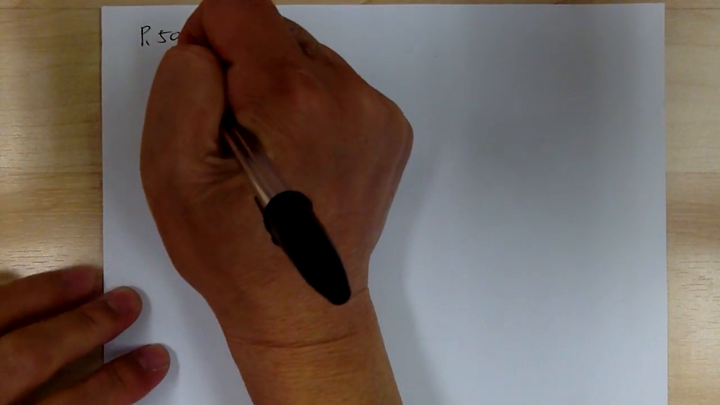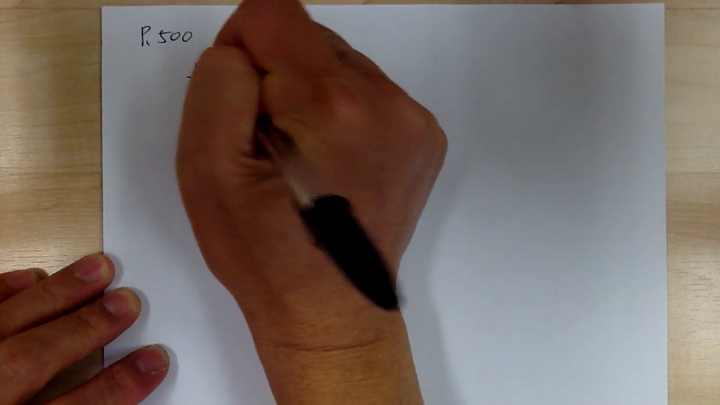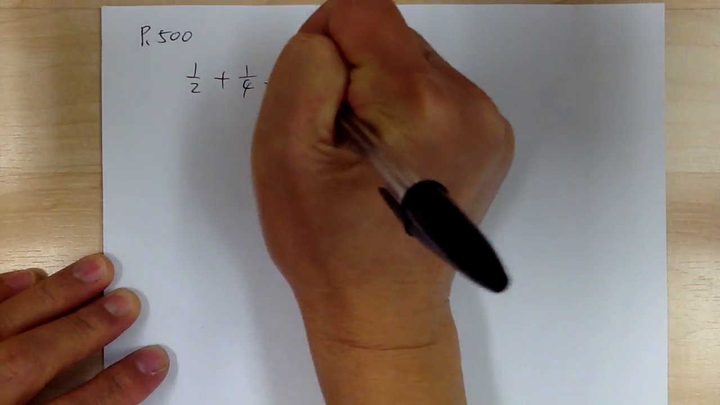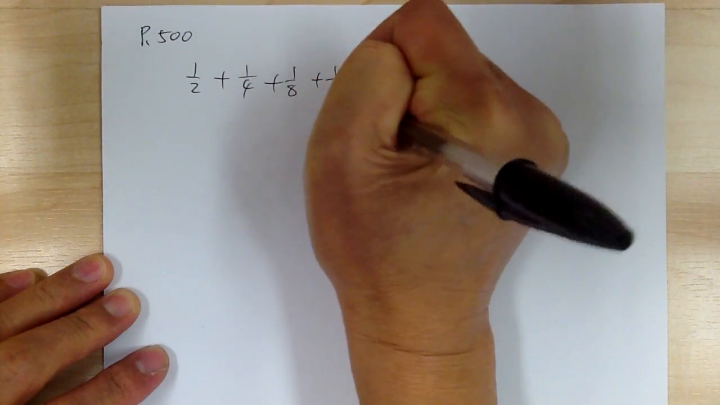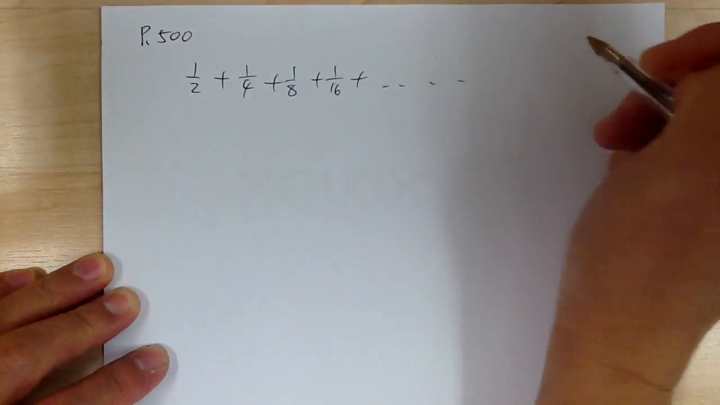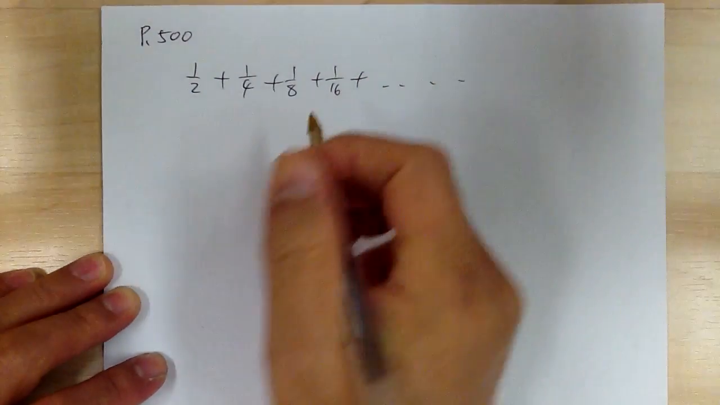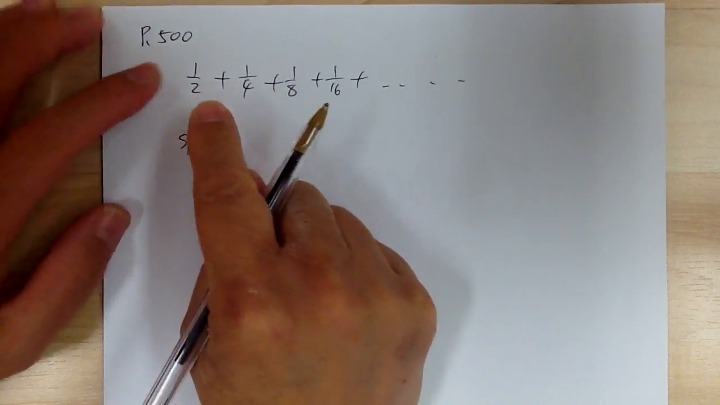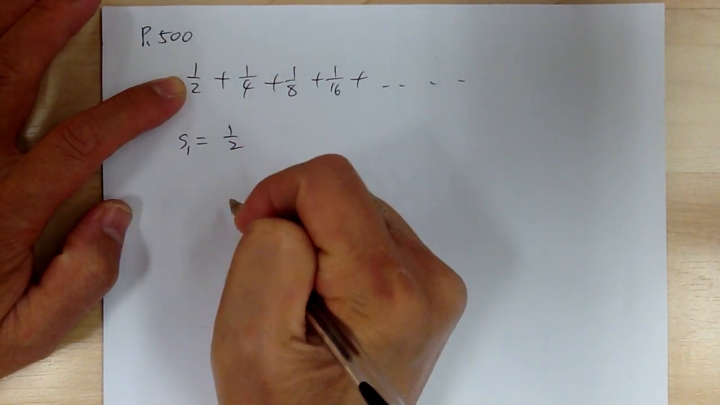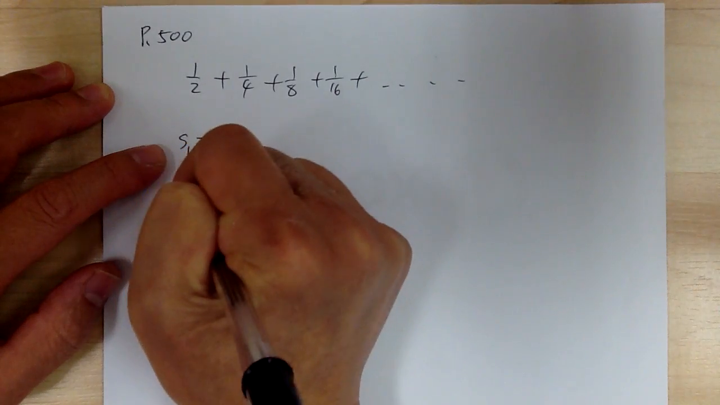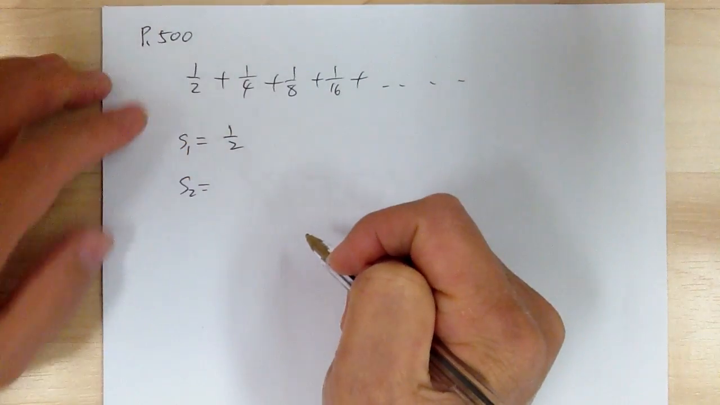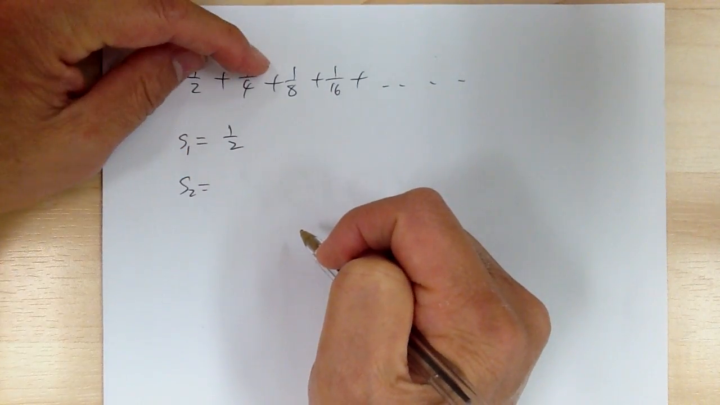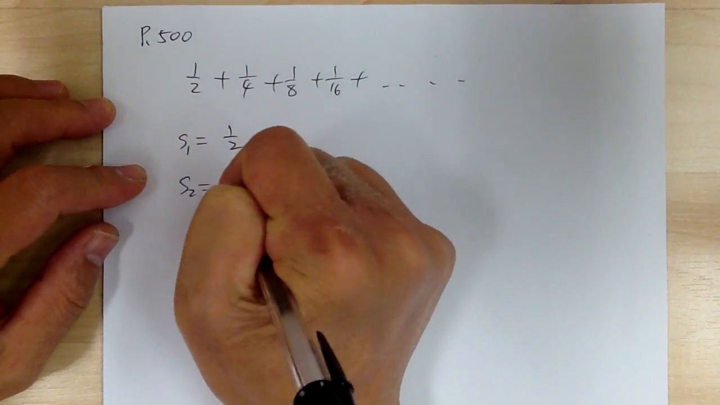So if you look on page 500, let's say you have the series 1/2 plus 1/4 plus 1/8 plus 1/16 plus dot dot dot. So this goes on forever, right? Now, S1 means the sum of the first term, so it would be just 1/2. Now you go to S2, which means you're adding the first two terms. So you add these two, and that will give you 3/4.